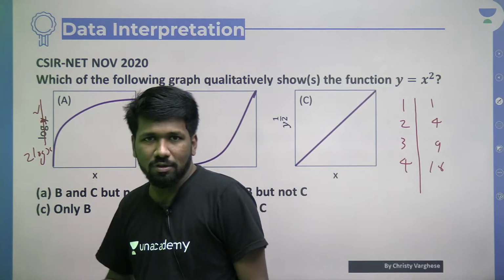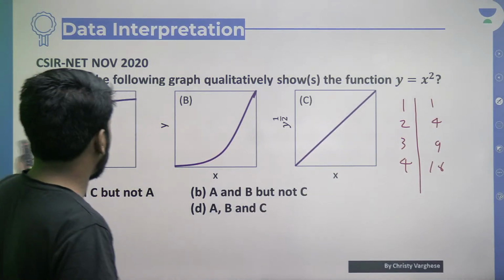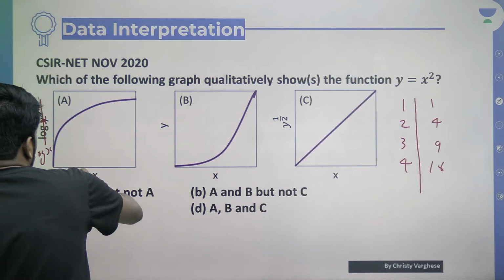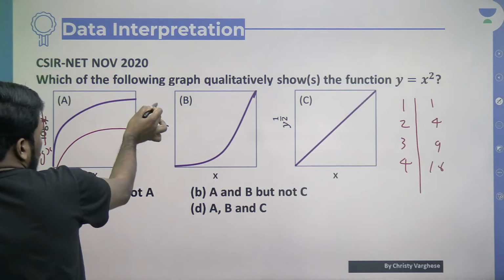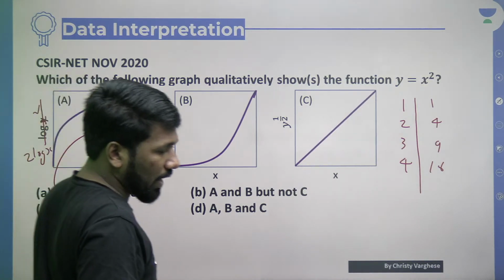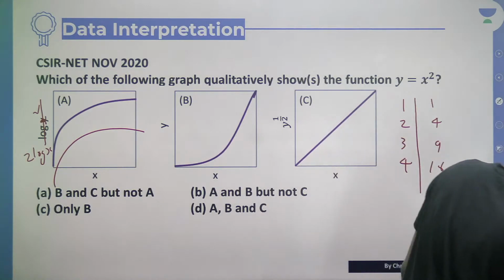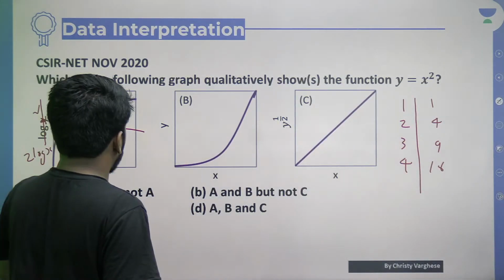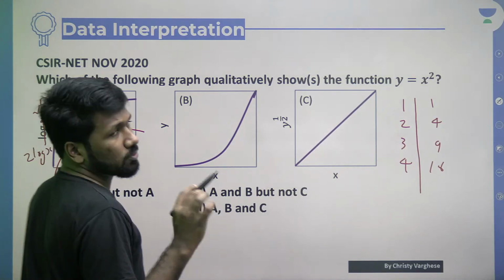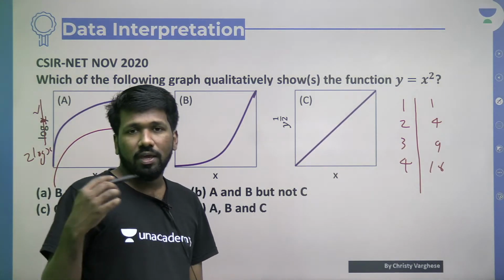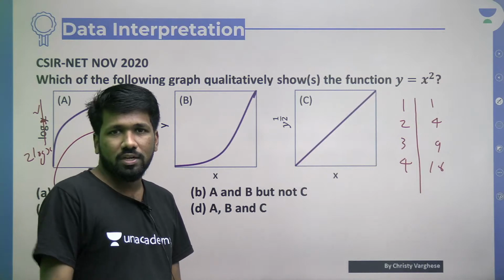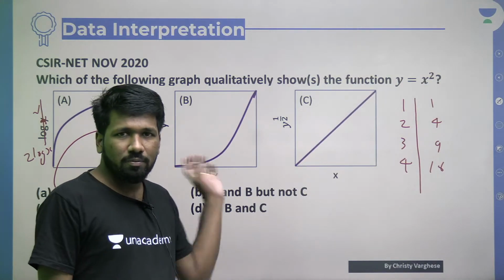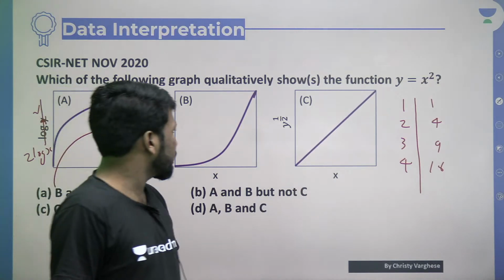You can put some dummy values and verify it. Or if you know the nature of the log x graph, that is also enough. Log x graph will be somewhere here. 2 log x graph will be little more higher. That's why I told you, you should have a basic idea about log x graph to do this question faster. Otherwise also you can do by putting x equal to 10, what is log 10, x equal to 1000, what is log 1000. Likewise, you can put the values and draw the curve.